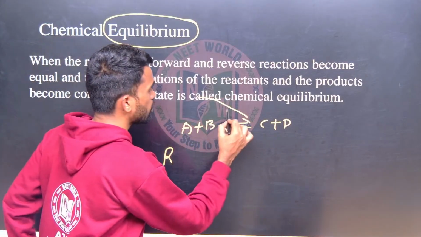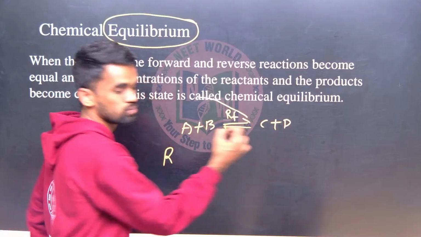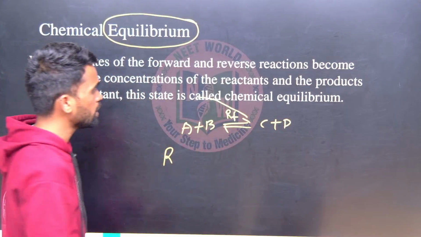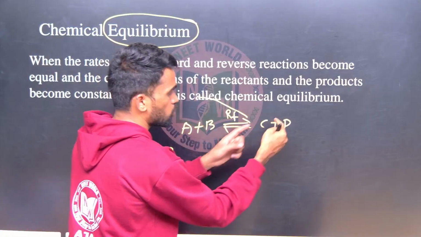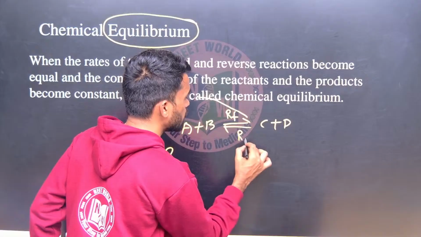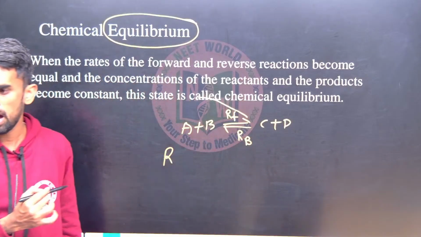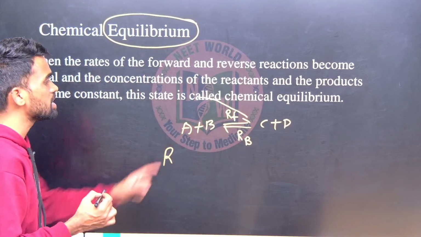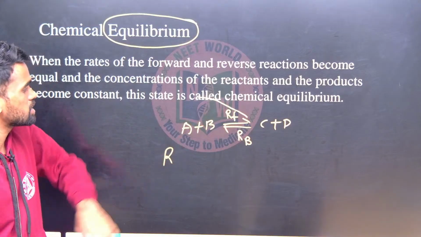So the rate of forward reaction is how the reaction moves forward with time. And how fast the products are combining to give back our reactants, that I can say is the rate of backward reaction. So RF and RB. Now this rate depends upon the concentration of reactants.